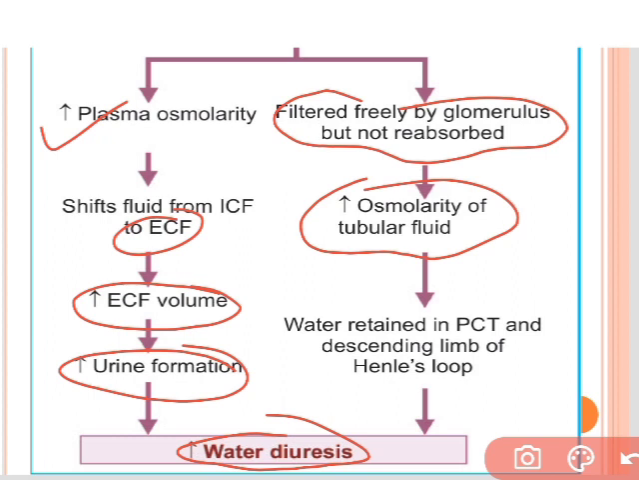And mannitol will get freely filtered by the glomeruli because it is not reabsorbed. It's a pharmacologically inert substance. It increases the osmolarity of the tubular fluid, water is retained in the PCT and descending limb of the loop of Henle, and because of that there is increased water diuresis.